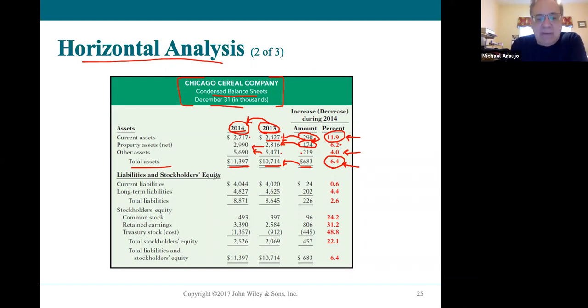We do the same thing for the other part of the balance sheet, liabilities and stockholders' equity, right? In 2013, we had current liabilities of $4,020. In 2014, that went to $4,044. That's up 24. 24 divided by the base of 4,020 means that your current liabilities barely rose. They rose less than 1%. 0.6 is the same as a 0.6% increase. Okay, it's a small increase.